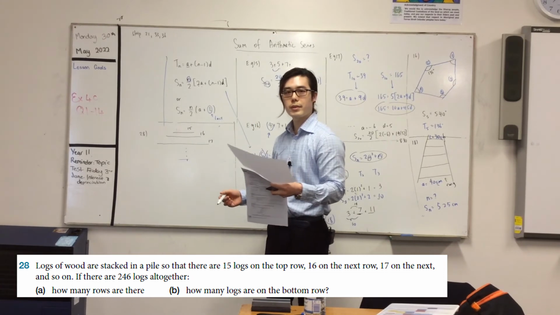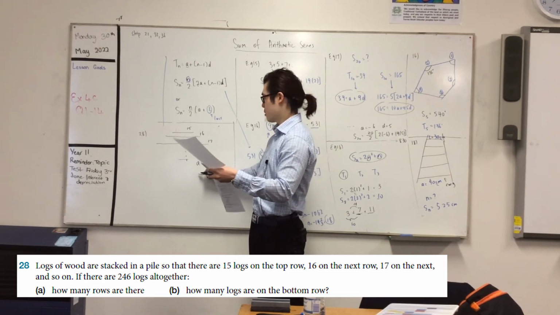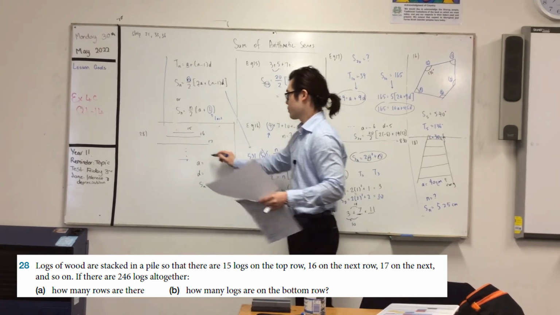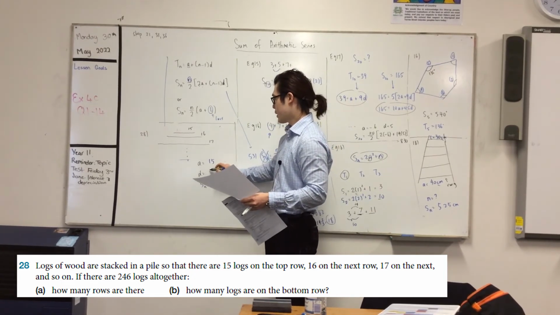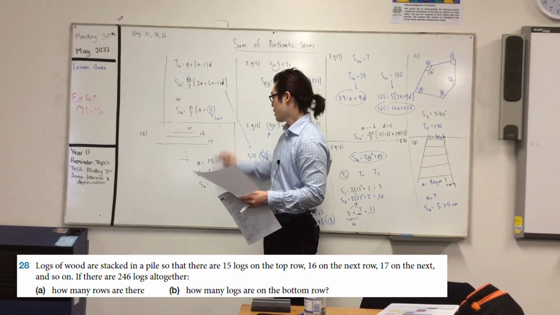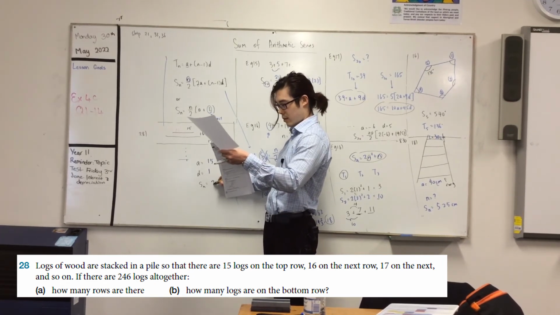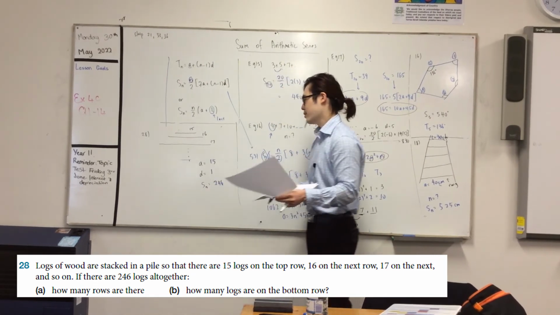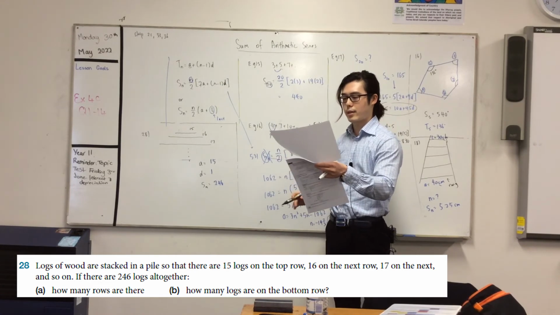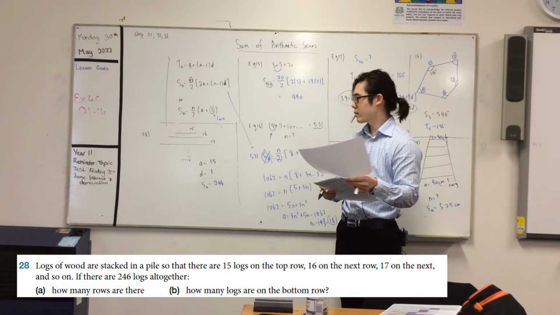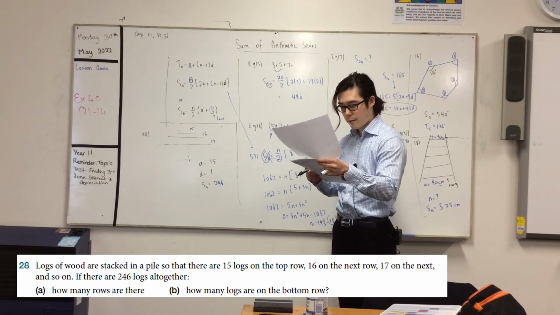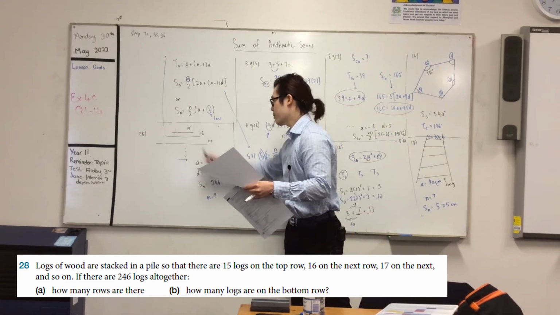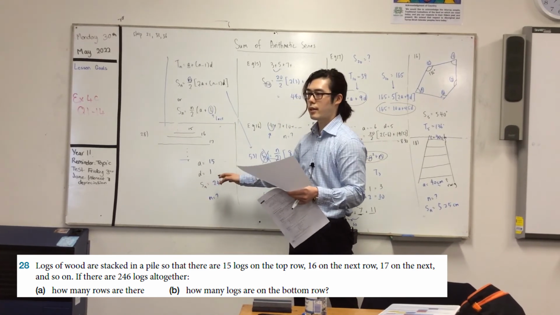All I wanted to mention from here is labeling the numbers. The difference is just 1, yeah? And then Sn is 246. That's all I wanted to show. For the first glance, it might seem tricky. Work with that, and then you'll get your answer. You're looking for how many rows there are, so you're looking for n. Use the Sn formula.